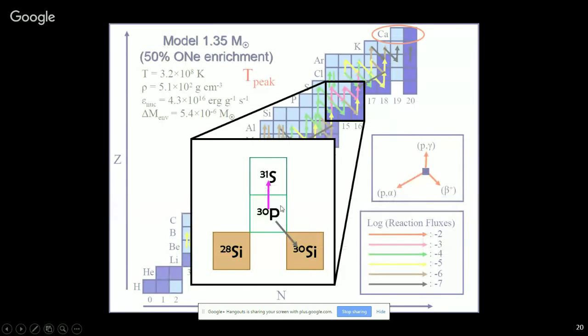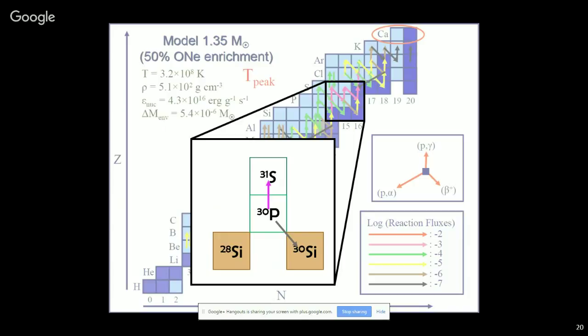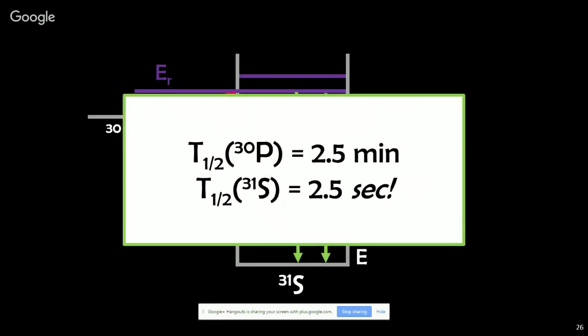So remember, how quickly this proton capture reaction happens affects how much silicon-30 we get. And again, the ratio of silicon-30 to silicon-28 helps us figure out whether these rocks come from space, or whether they come from classical novae or come from somewhere else in space. So this is all a very convoluted process to try and figure out whether these rocks come from where we think they come from. Now the problem is that both of these nuclei are really short-lived.